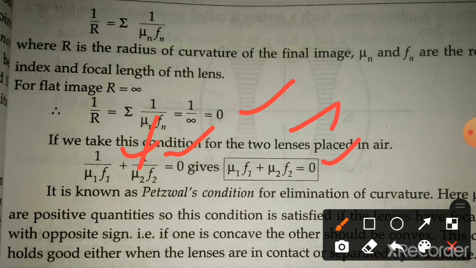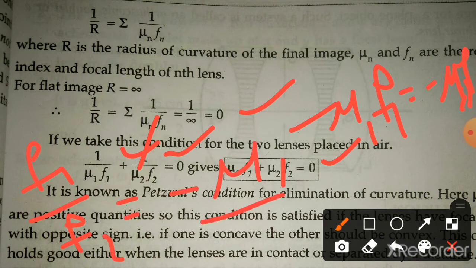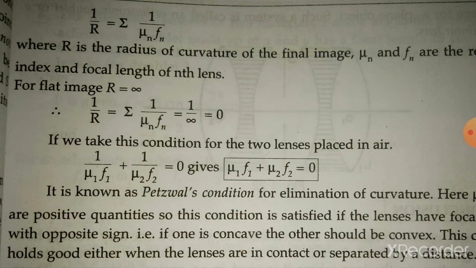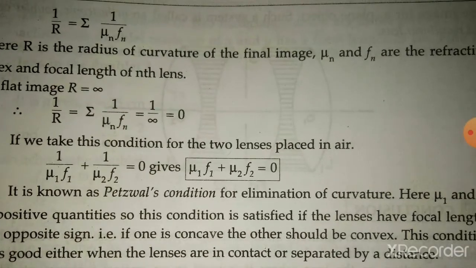From this, mu 1 f1 is equal to minus mu 2 f2. From this, f1 by f2 is equal to minus mu 2 by mu 1. Here the negative sign indicates that if we take the two lenses, one of the lenses must be convex and the other lens must be concave.